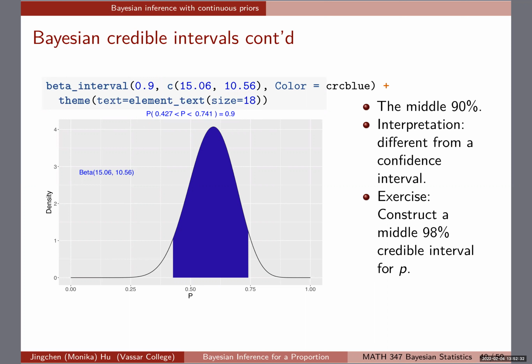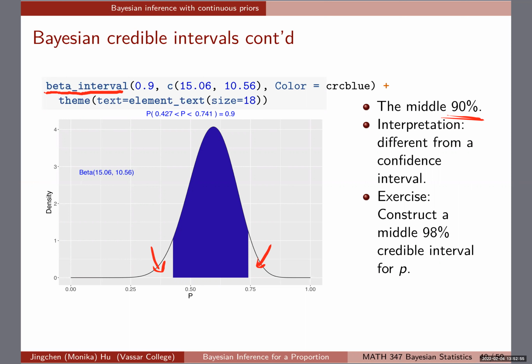And also a little caveat over here. This beta interval function only has the functionality to return the middle interval, whatever level you're looking at. So here, as you can see, it's symmetric. We're having 5% on the left and 5% on the right in terms of getting the interval itself.